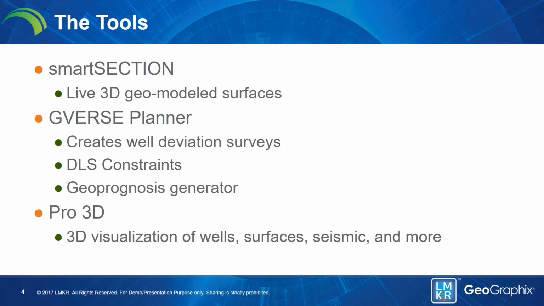To get into a little bit more detail, smartSECTION displays live 3D geomodel surfaces. In fact, we're going to use cross-sections within the smartSECTION module in order to plan these wells. Now, the GVERSE Planner gives us a couple of options. First, you can create well deviation surveys with it. You can use dogleg severity constraints in order to constrain that well properly. And finally, the hard thing, the geoprognosis reports. Well, GVERSE Planner generates that for you automatically. Then we'll move on to Pro 3D.